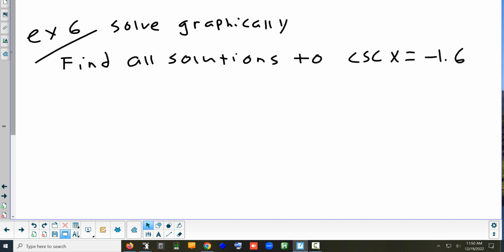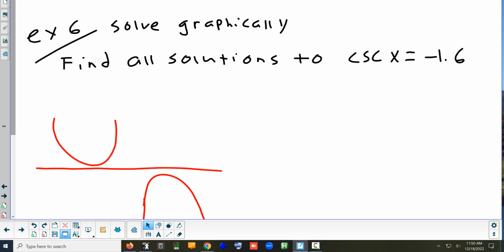Well, even if you don't graph it, think of a cosecant, right? It's U shapes and N shapes. And you're going to draw a horizontal line. How many times is a horizontal line going to hit, no matter where I put it in this picture? Unless I put it right in the middle, then it could miss it. But that negative 1.6 isn't right in the middle. Twice. It's going to hit twice.